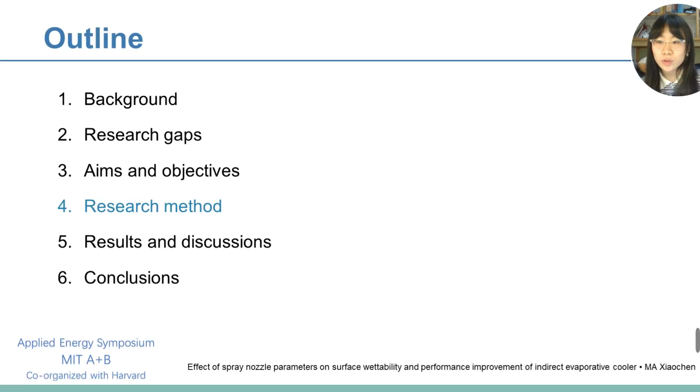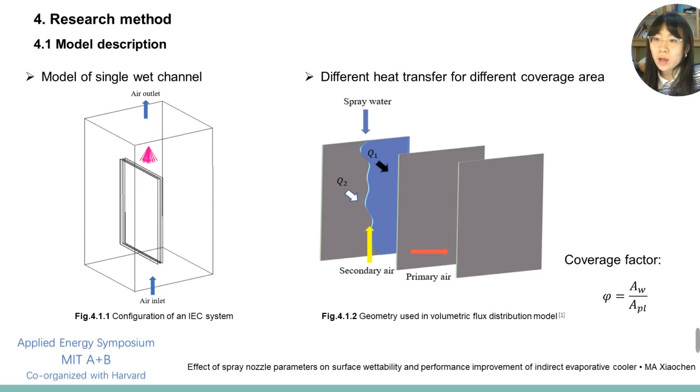And then, to achieve the proposed aims, the research method was introduced here. First, the model of single wide channels was set up. And then, to clarify the different heat transfer for different coverage areas, a factor called coverage factor was set here. And the factor can be defined as the wet area divided by the whole area.